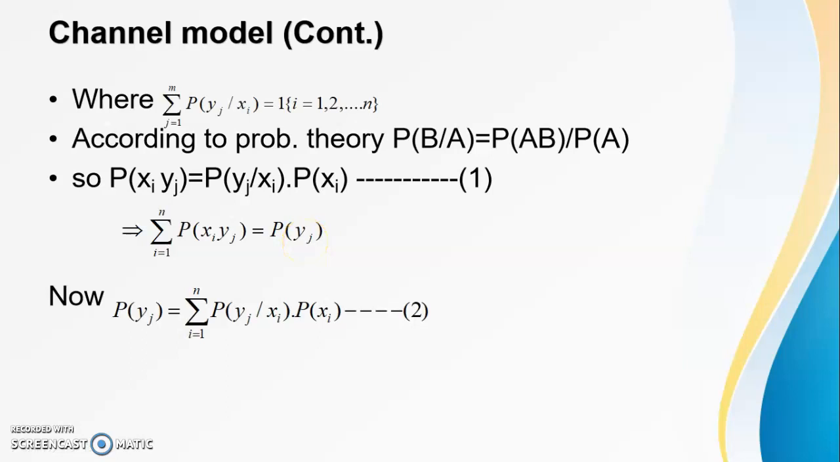Because each column element when added, the summation will be unity and the value represents the output symbol yj. Now P(yj) equals the summation of i equals 1 to n of P(yj/xi) into P(xi). Equation 1 represents the input of the channel matrix and equation 2 represents the output.